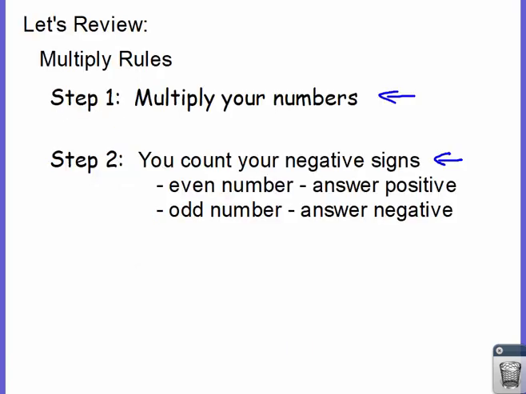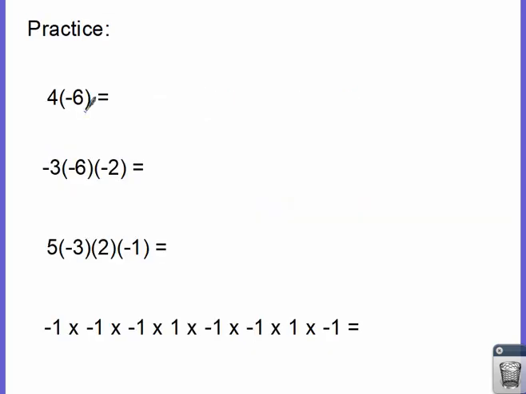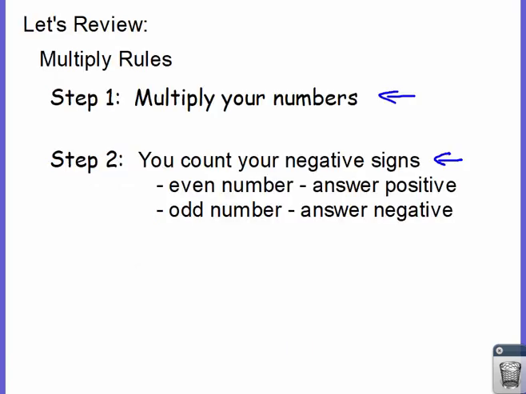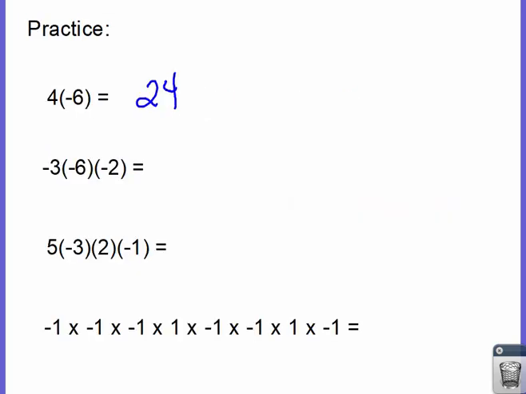Well, the steps say, step number 1, multiply. So we're just going to multiply. 4 times 6 is 24. Okay, step number 2 says, count your negatives. Count how many negative signs you see. Okay, so in this particular problem, I have 1 negative sign. So that means my answer is going to be negative.